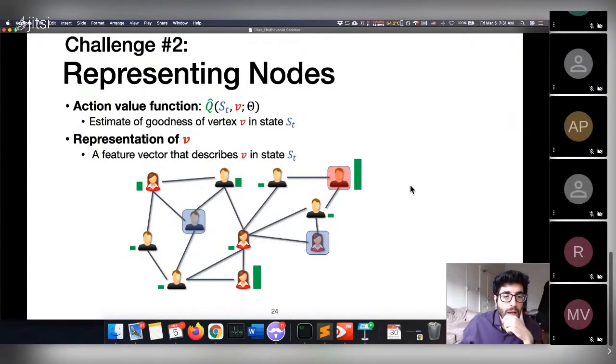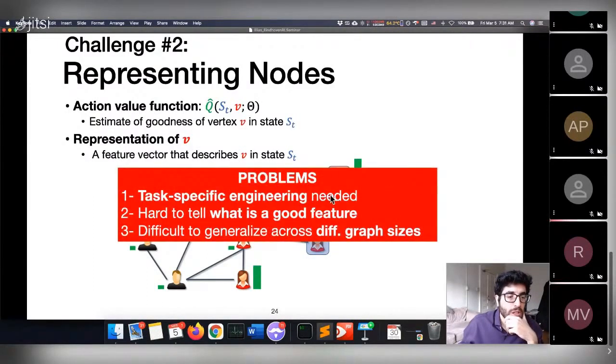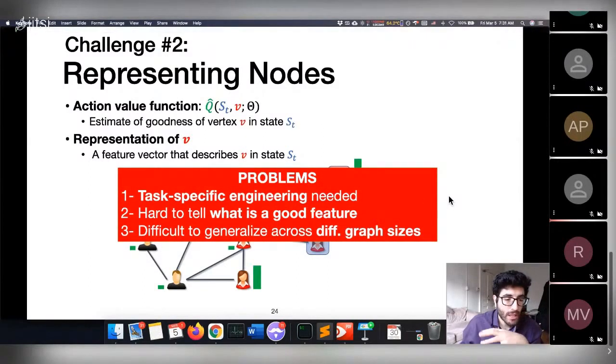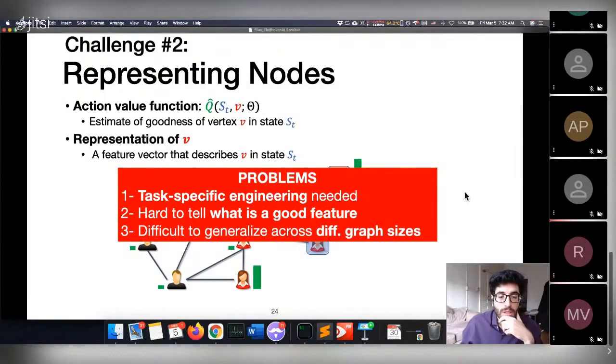about them. You could do feature engineering, but as always with feature engineering, if you move from vertex cover to TSP to max cut, it's unclear that the same features are very useful in different problems. And so it's very difficult to generalize these ideas across different problems and different graph sizes.